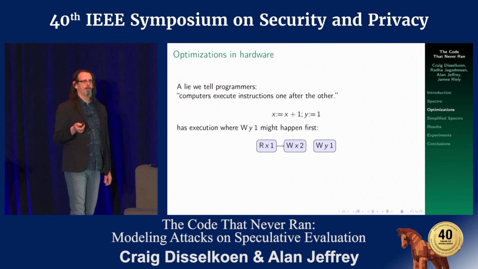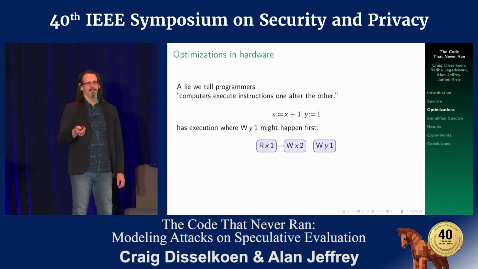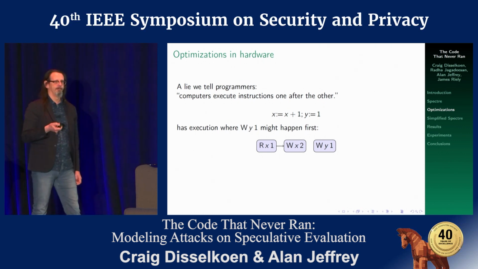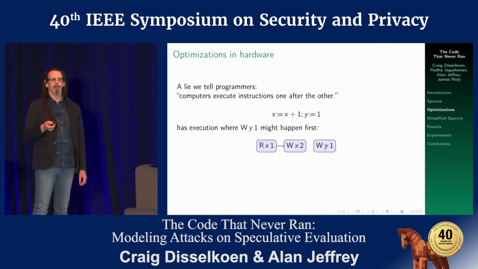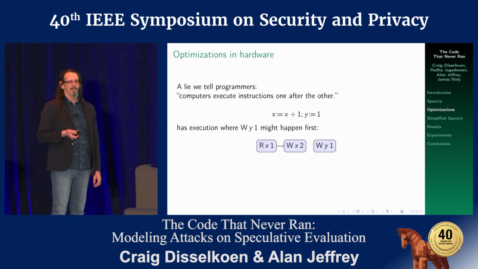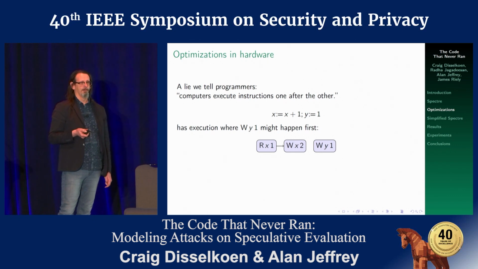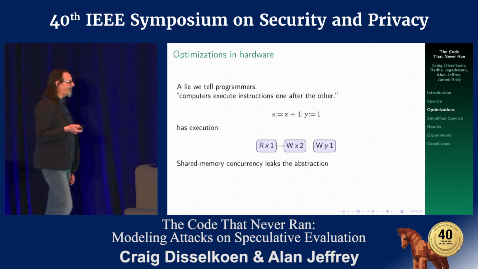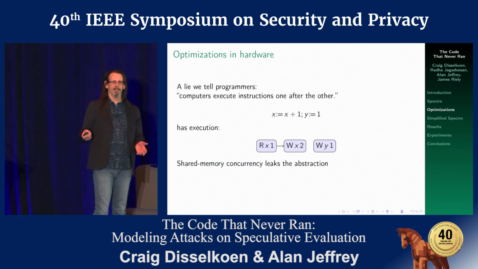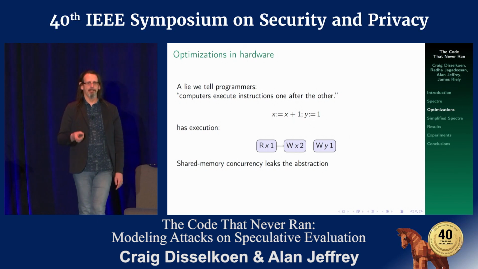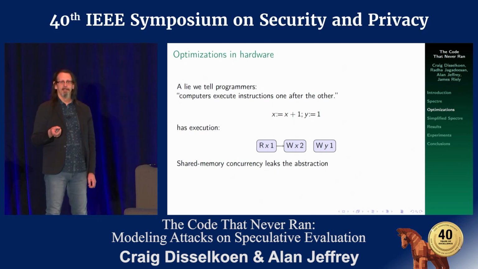So hardware is perfectly capable of spotting that the write of y to 1 doesn't depend on the value of x, and so it's perfectly capable of executing it first. There's no dependency between any of the actions on x and the action on y, so it can get reordered. And that's fine if you couldn't spot that lack of dependency. And for single-threaded programs, you can't.